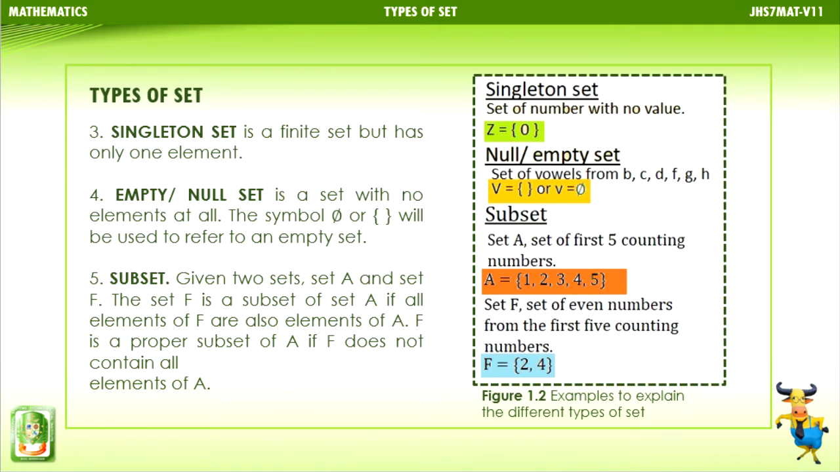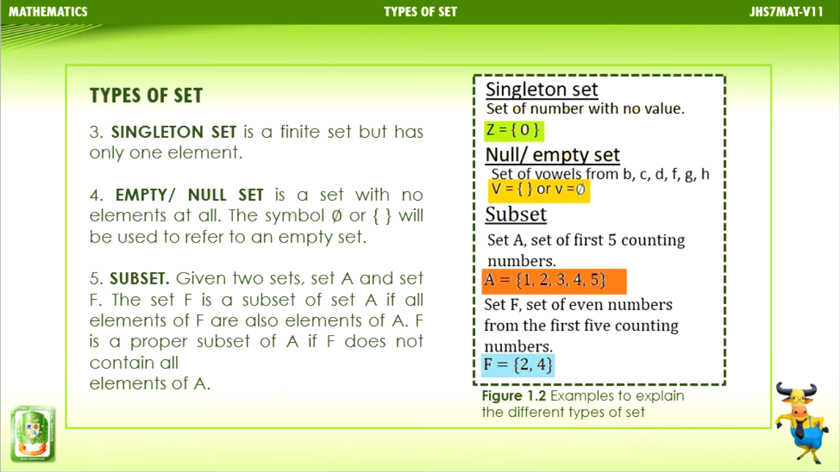Fourth one is empty or null set. It is a set with no elements at all. Take note of the symbol being used to denote an empty or null set. For example, on figure 1.2 set V is a set of all vowels from B, C, D, F, G, and H. We don't have any vowels from this list, so we have an empty or null set.